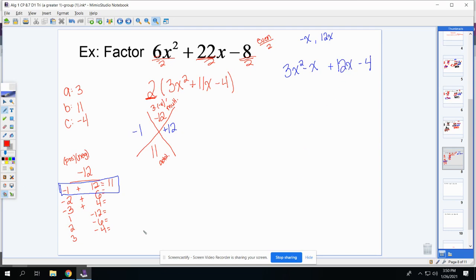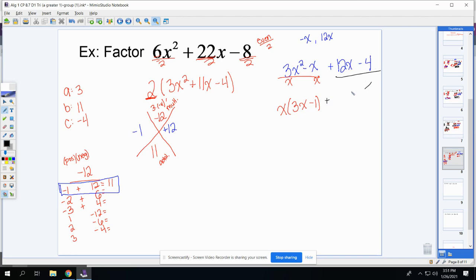Okay, now that we have this, just another grouping problem. We got 3x squared minus x and 12x minus 4. Let's go ahead and solve that red line first here. Since we have a negative 1, we're probably not going to have too many numbers here that could come out of it. So I'm thinking the only thing we can factor out would be an x. So factor out an x from both of these. This is going to leave us with 3x minus 1.